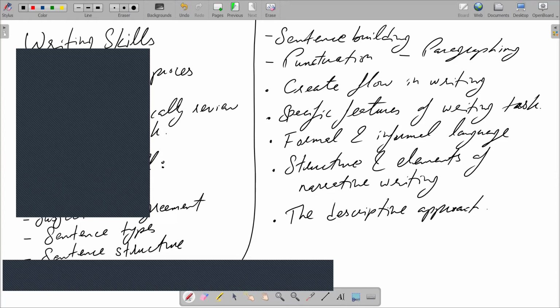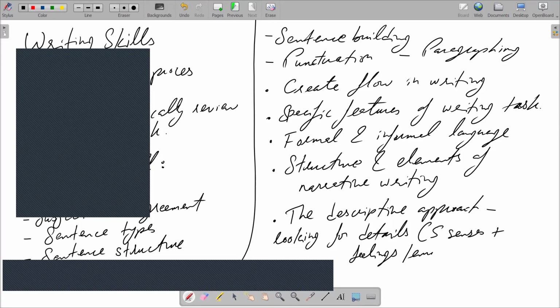And what this means is when we're talking about description, we are looking for details, right? And those details will be relating to the five senses along with our feelings and emotions, right? Again, depending on the question, but generally speaking, that's what we'll be doing. So these are all the skills, and based on that, you would guess that there would be a few classes where we will be dealing with theory.